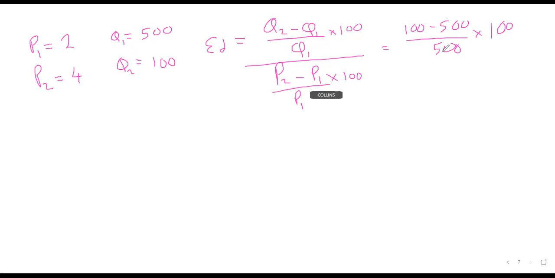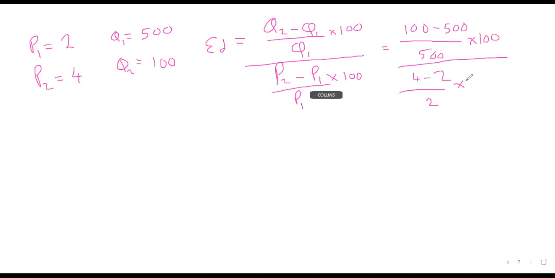Should it not be 500 minus 100? Yes, it is. I wanted to see that. So our Q2 is what? It is 100. Our Q1 is 500. No, actually, it's correct. And our Q1 is 500, times 100. Then the second part, our P2 is what? 4 minus what? 2 over what? 2 times what? 100.